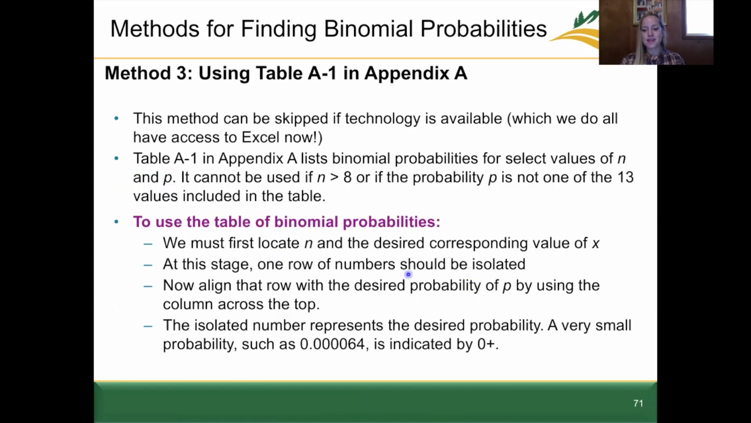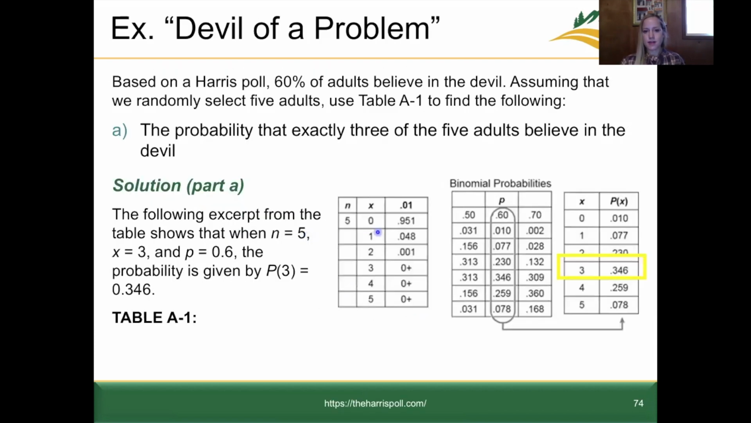Going back to these steps here on this slide, so we first locate our n value, then our corresponding value of x. Once we have n and x, then we go to that corresponding p-value and we find the right probability value for our scenario, given a value of x and given our value of n. Okay, so using this table, n equal to 5, x equal to 3, p-value equal to 0.6, our probability of x is 0.346. That is our answer to part A.